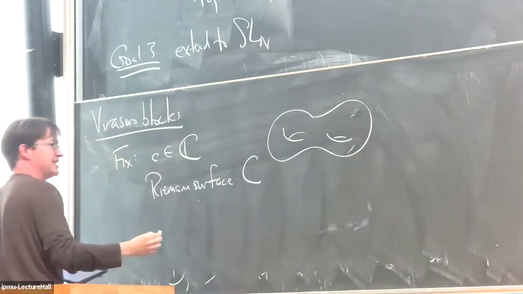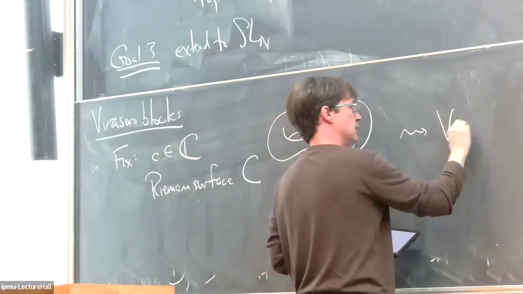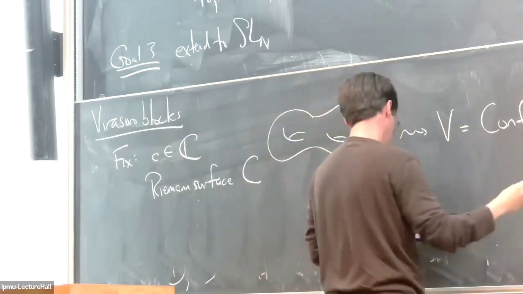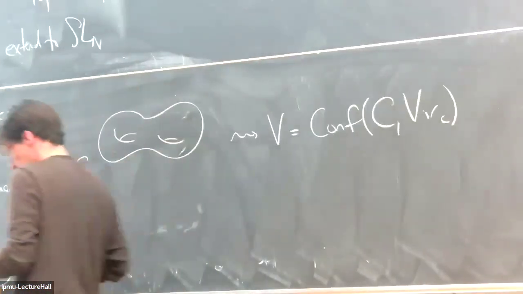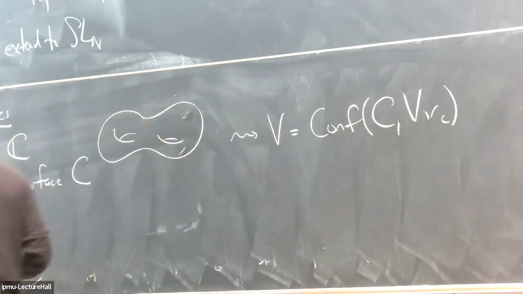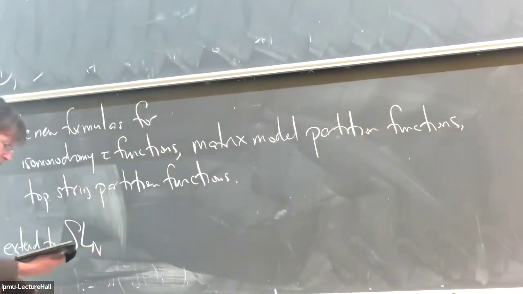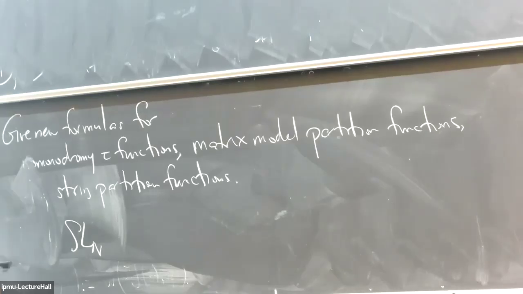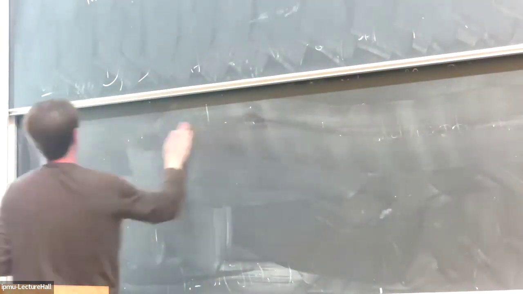So then, from this data, there's a vector space, which I'll call the space of conformal blocks. I have to tell you what an element in this vector space is. It's a complex vector space. So, what's an element in this vector space?